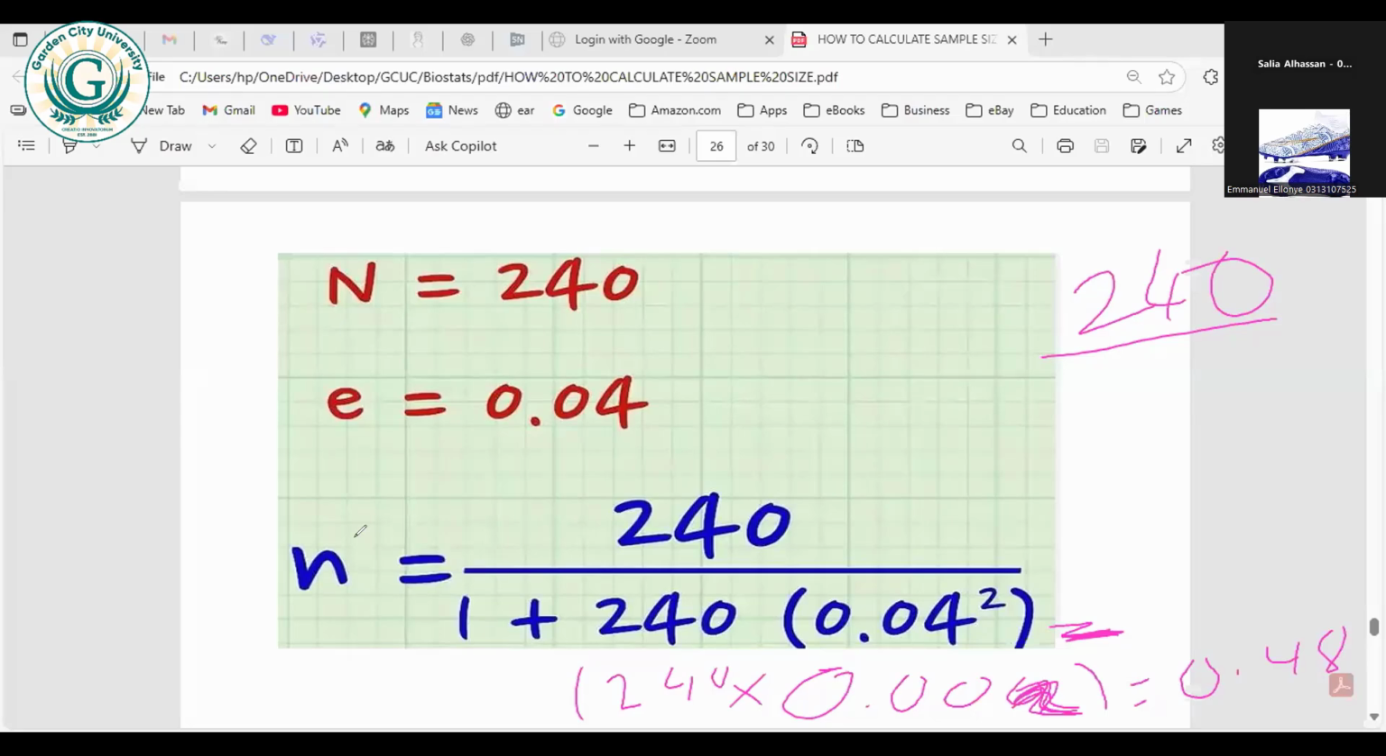No, come again. So what did you multiply to get the 0? So I multiply 0.04 by 0.04 and I got 0.0016. And that's 0.0016 by 240 will give me, and that will give us 0.384.